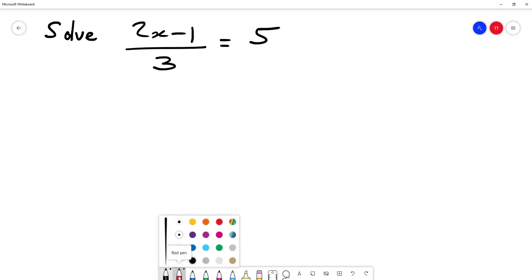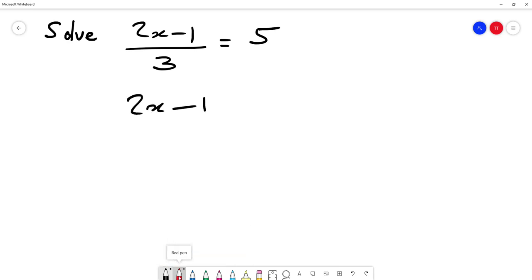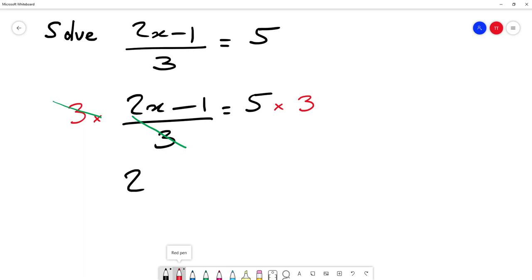So we can say we've got 2x minus 1 over 3 equals 5, times by 3 on the left hand side, times by 3 on the right hand side. Now times 3 and divide 3 are opposites, so we can cancel them out. So we end up with 2x minus 1. 5 times 3 is 15.